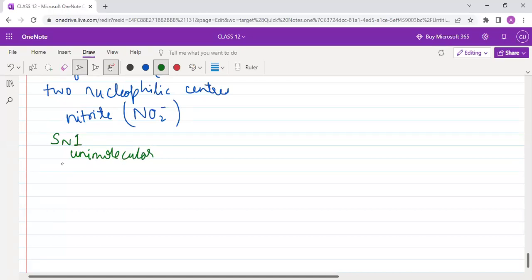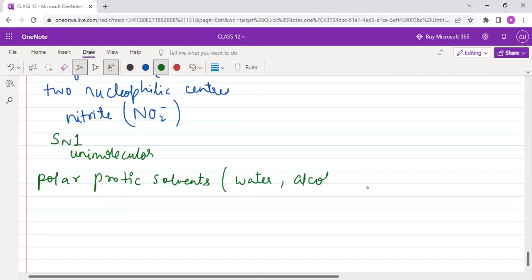You should remember that SN1, substitution nucleophilic unimolecular, takes place in the presence of polar protic solvents. Polar means it has electronegativity difference, and protic means it should have hydrogen ions. Examples of polar protic solvents are water, alcohol, and acetic acid.